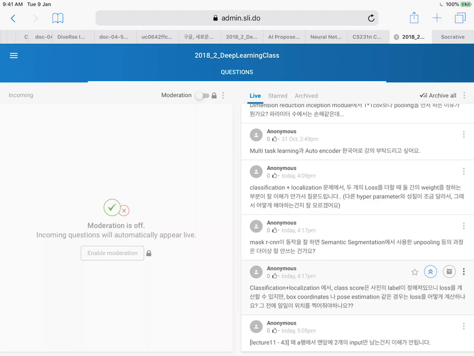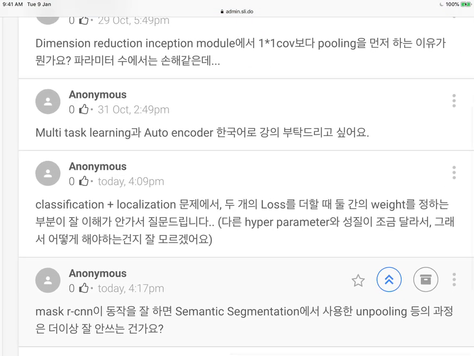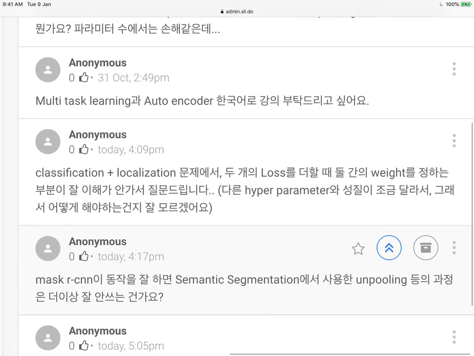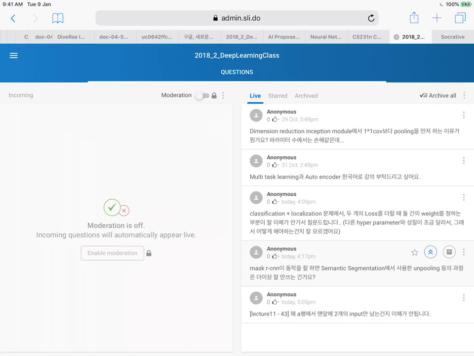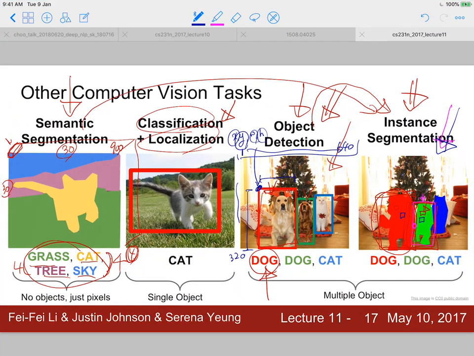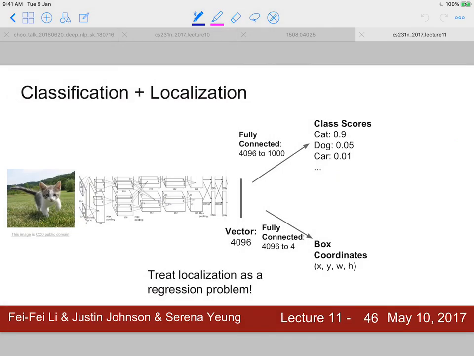So I think I handled this question. So, 이거 질문한 사람 없어요, 여기? 아 이거 두 개를 어떻게 합치냐? 아니.